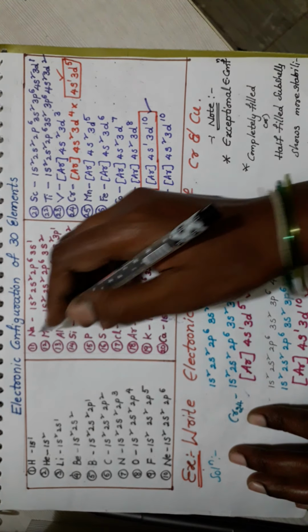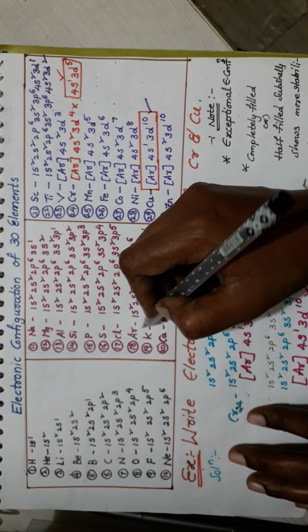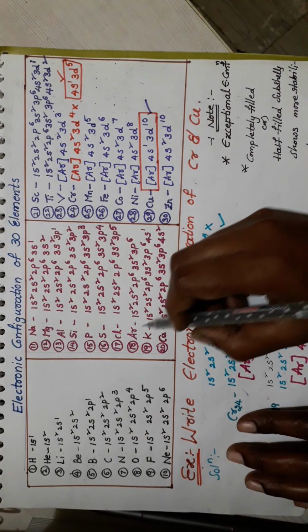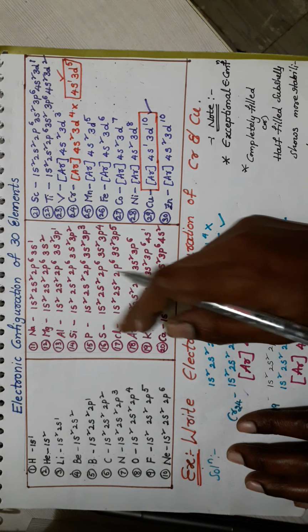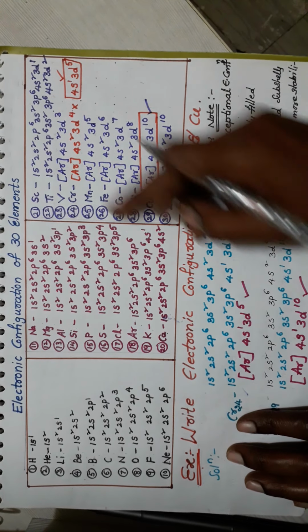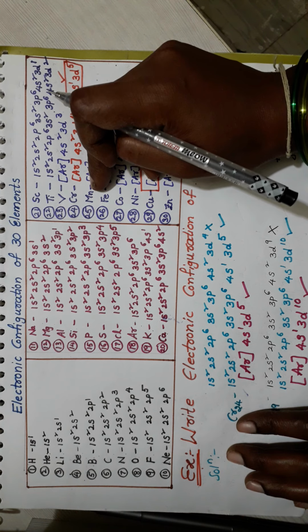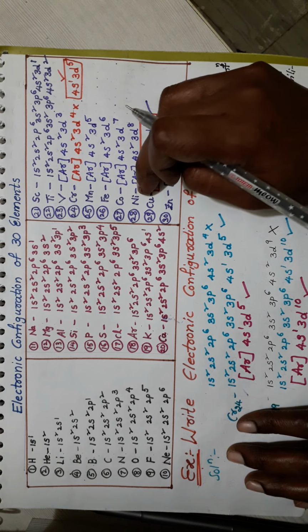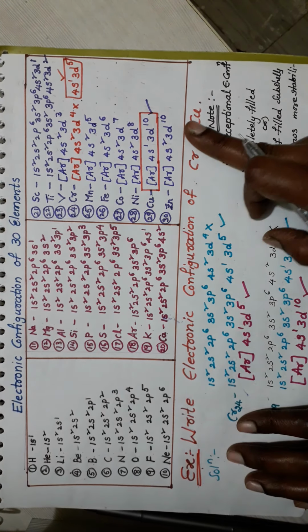Next 11 to 20: sodium, magnesium, aluminum, silicon, phosphorus, sulfur, chlorine, argon, potassium, calcium. So this is 11 to 20. Next scandium to zinc: scandium, titanium, vanadium, chromium, manganese, ferrous or iron (both are the same), cobalt, nickel, copper, zinc. So these are the first 30 elements.